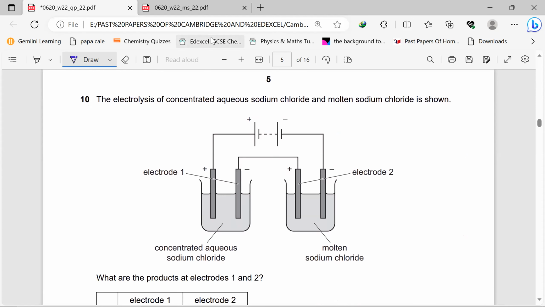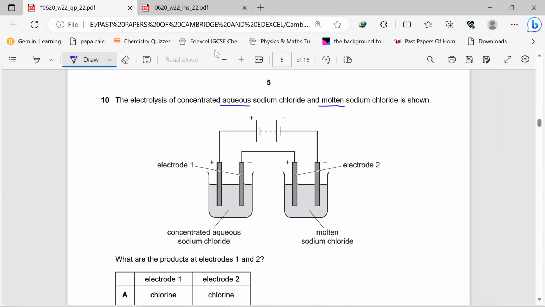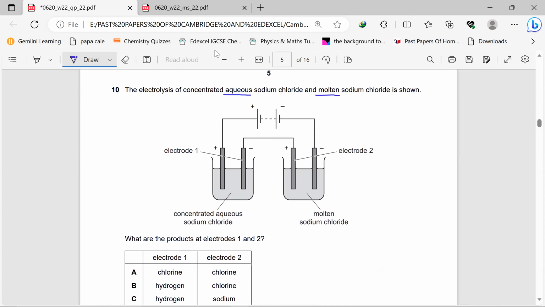Now electrolysis, question number 10. The electrolysis of concentrated aqueous sodium chloride and, see, aqueous and molten. In our syllabus, up to A levels, basically A2 levels, electrolysis is of 2 types. You need to do electrolysis for aqueous solutions, and you need to go for molten substances. So you have both here, aqueous and molten, connected in series. So it seems very difficult, but if you really understand electrolysis, it will be easy, I think. See, concentrated aqueous sodium chloride, and this one is molten.